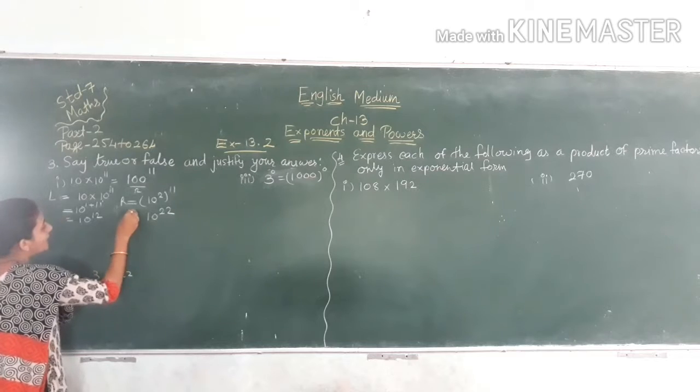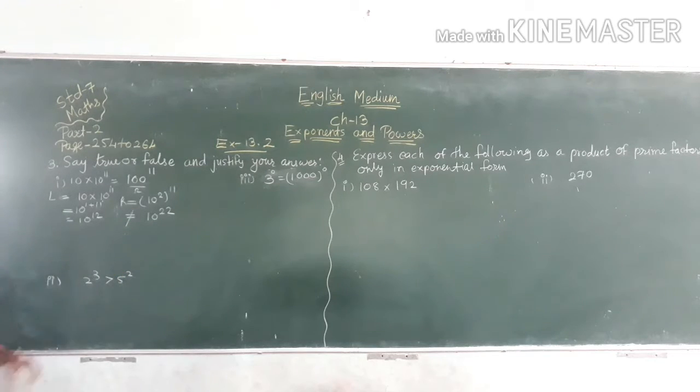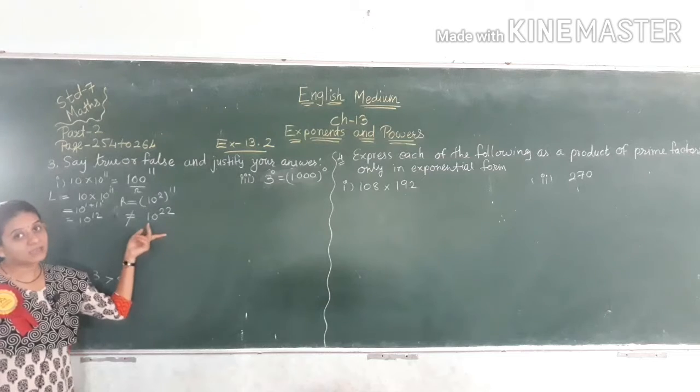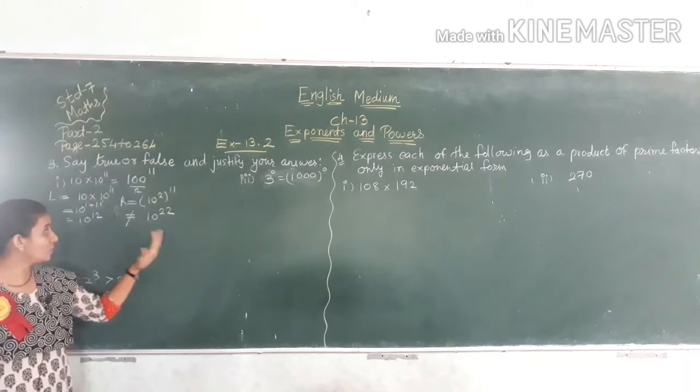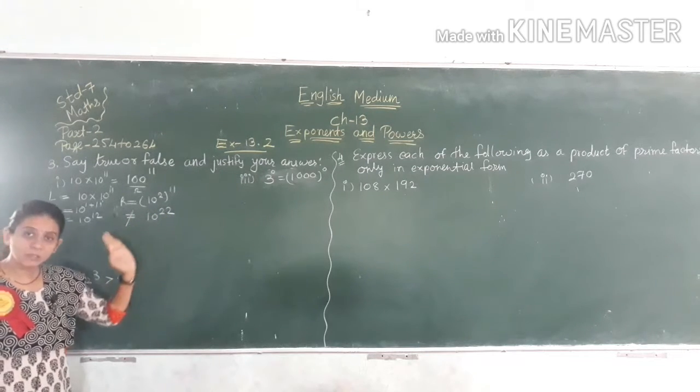So both are not the same. The given statement is false. Here, 10 raised to 12, and on the right hand side 10 raised to 22. So the given statement is false.